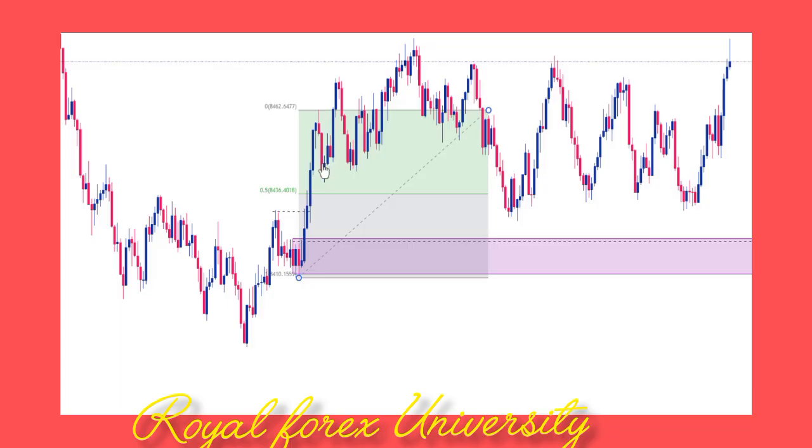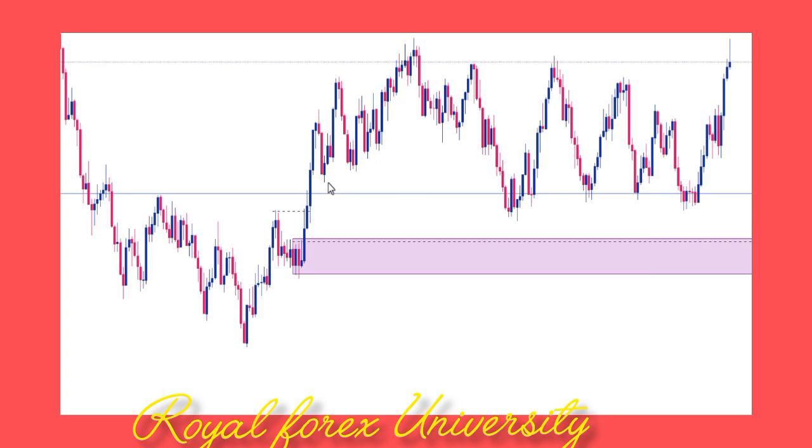I saw price came here from premium. I don't want to buy at premium because I want to see price come to a discount area. Discount area is important. Please get this correctly. So I will put my line right here. My discount area is right below the 50% area.